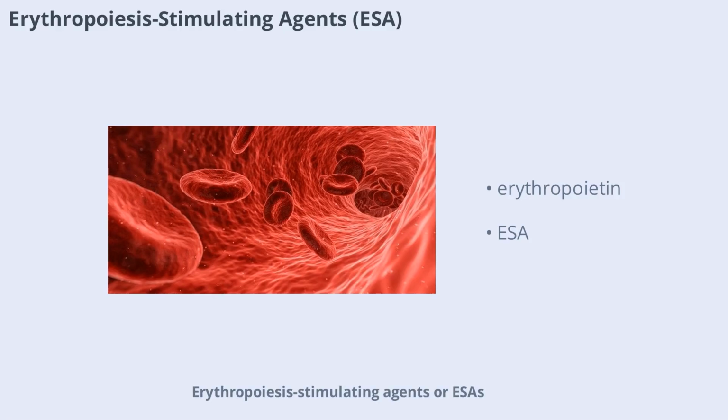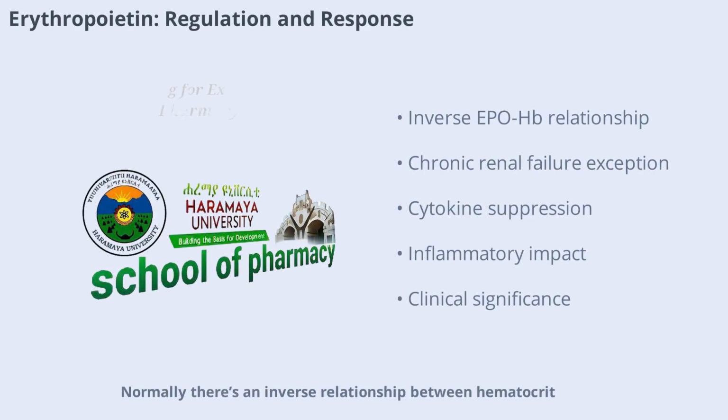Erythropoiesis-stimulating agents, or ESAs, are pharmacological substances that stimulate red blood cell production. Erythropoietin, the first human hematopoietic growth factor to be isolated, is primarily produced in the kidneys. Its expression increases in response to hypoxia, making it a key regulator of erythroid progenitor proliferation. ESAs are crucial in correcting anemia, especially when the bone marrow response is not impaired by nutritional deficiencies or chronic diseases. Normally, there's an inverse relationship between hematocrit or hemoglobin levels and serum erythropoietin.